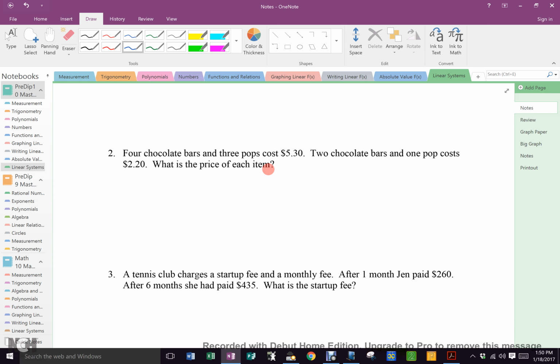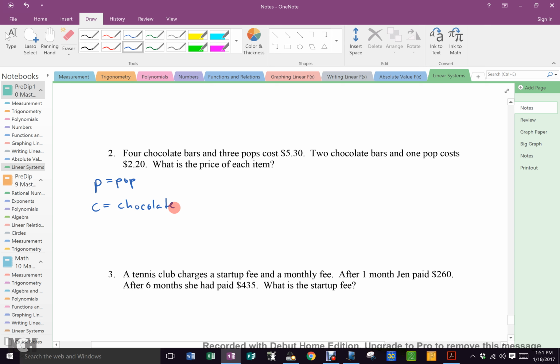You don't know the price of each item. So how many prices are there? 2. Do you know either of them? No. So what do you give them in math when you don't know? Letters. What letters do you use? Who cares? Does it matter? P equals pop. C equals chocolate.